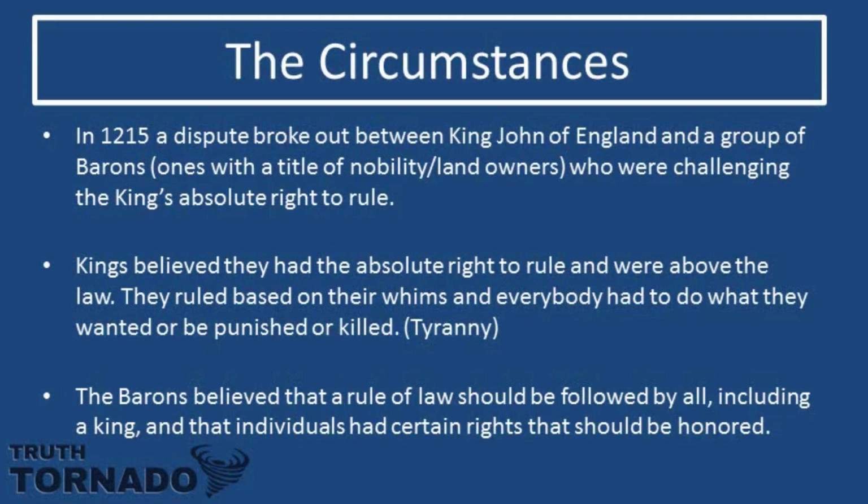The circumstances. In 1215, a dispute broke out between King John of England and a group of barons, which means ones with a title of nobility or landowners, who were challenging the king's absolute right to rule. Kings believed they had the absolute right to rule and were above the law. They ruled based on their whims, and everybody had to do what they wanted or be punished or killed. We call that tyranny. The barons believed that a rule of law should be followed by all, including a king, and that individuals had certain rights that should be honored.